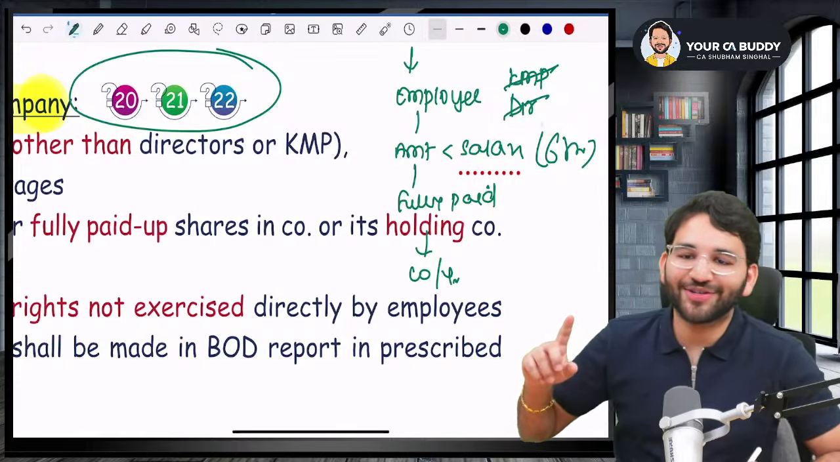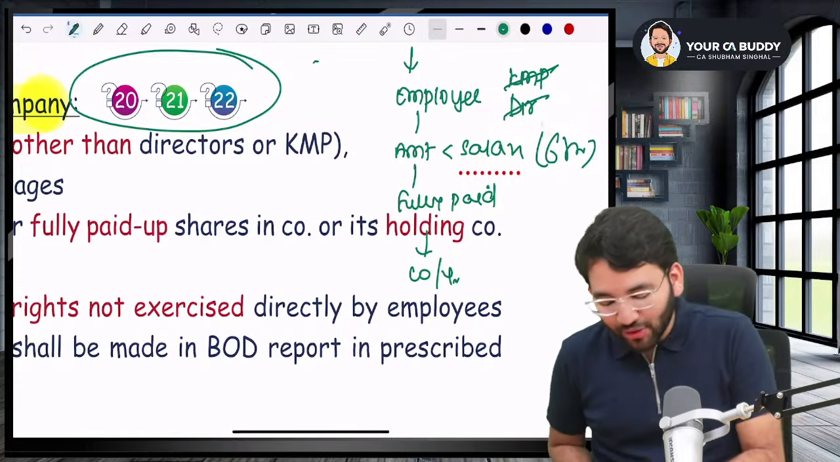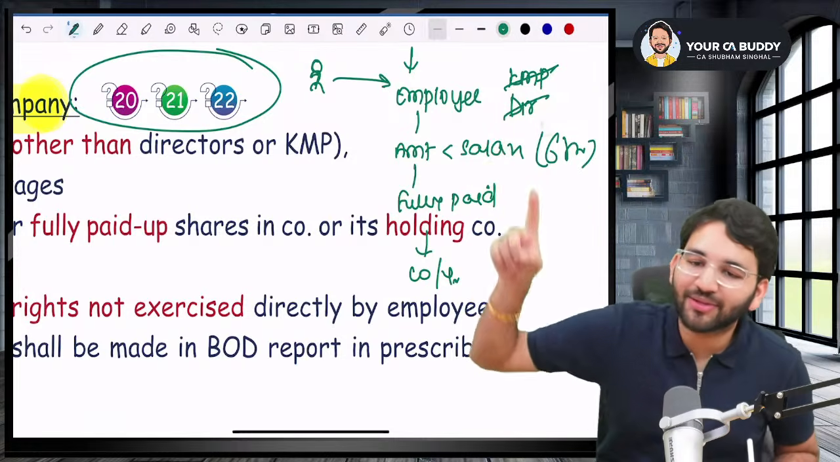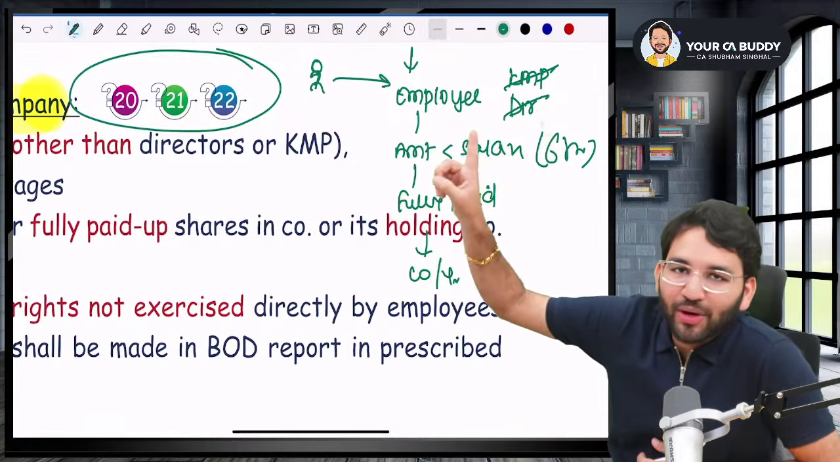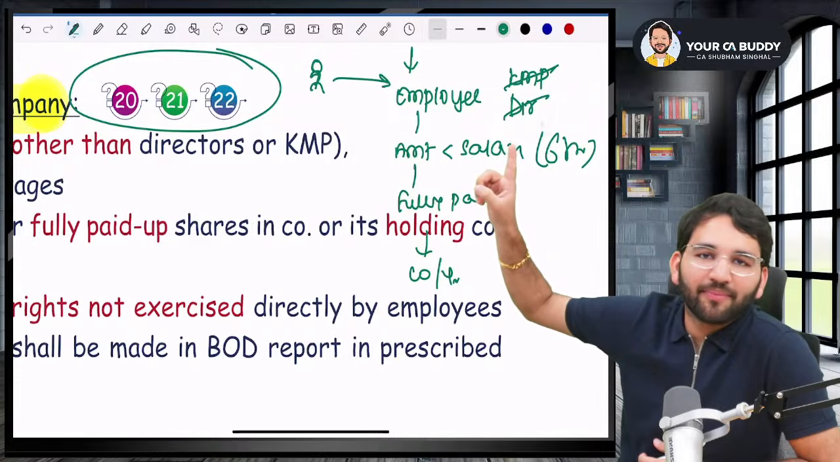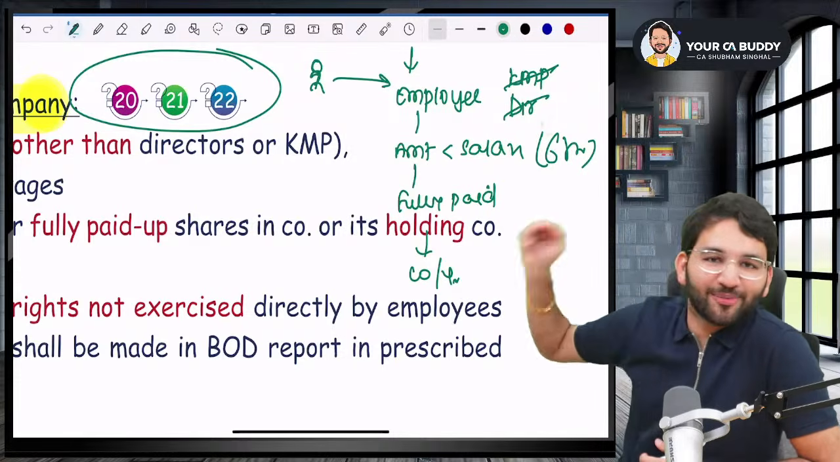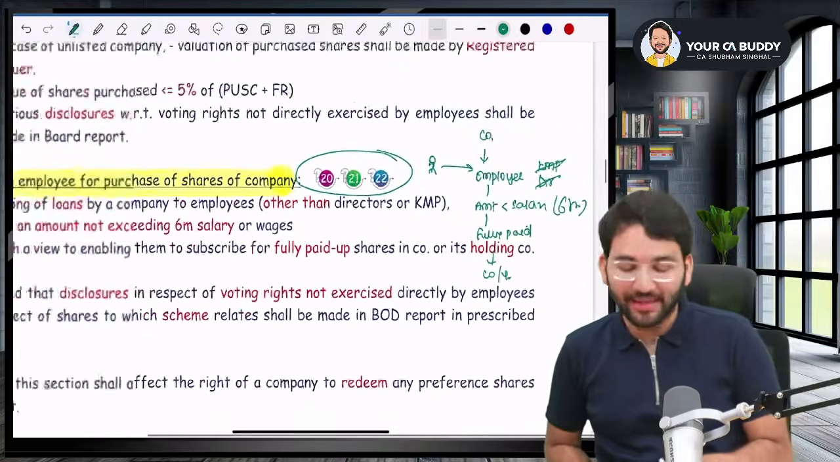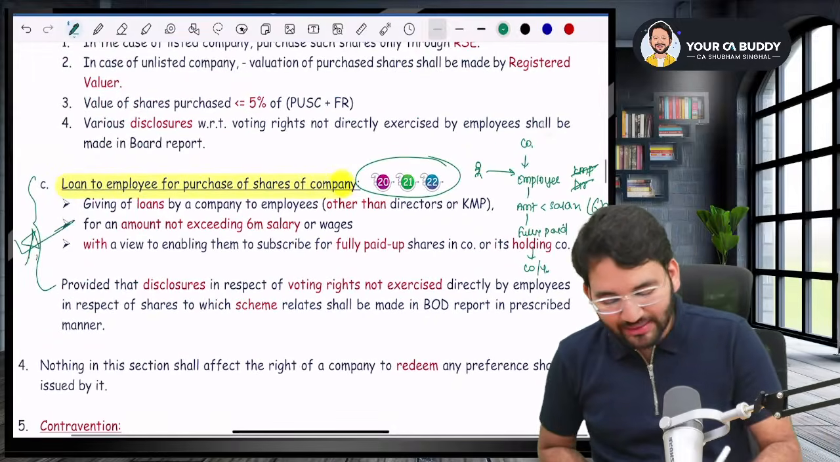Look at so many conditions, sir. Usually, I cannot give money to an employee saying buy my own company shares. But here there is a small exception: employees other than key managerial persons or directors, amount less than or equal to 6 months of salary, fully paid up shares of the company or the holding company, then it is absolutely all right. This is the point, sir.